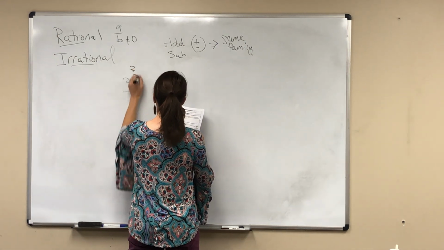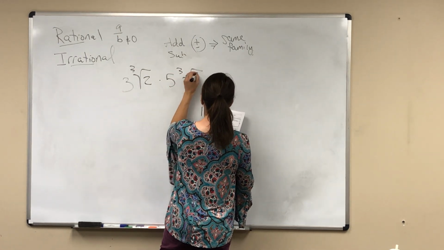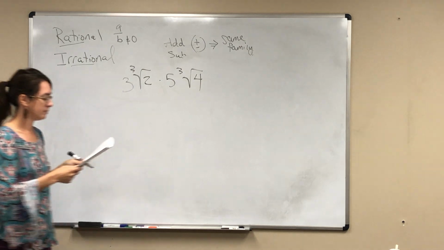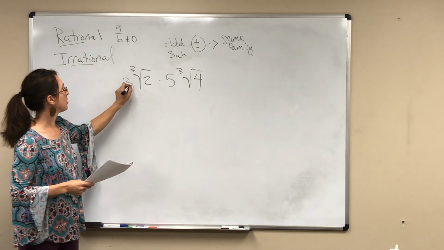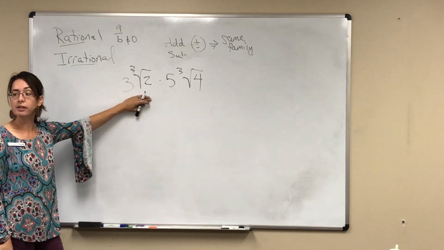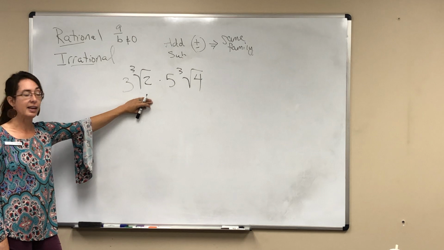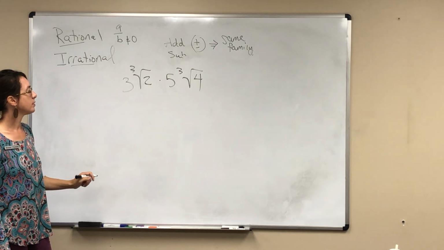3 cube root of 2. Do you have that written down on your paper? Yes. 3 cube root of 4. 3 times is 3 and 5, right? So if this was addition and subtraction, you couldn't do anything to it, correct? It would just have to stay. However, it's multiplication and division.